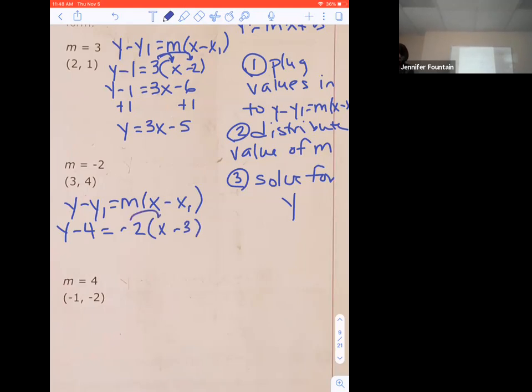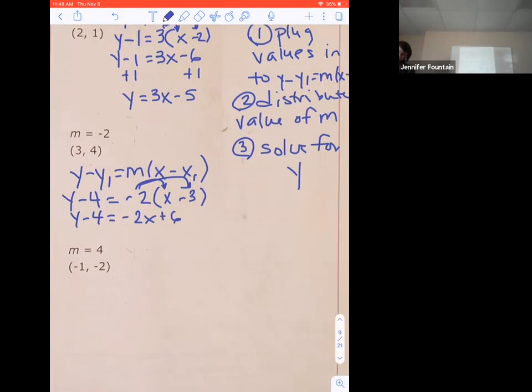Next step, distribute. -2 has to distribute to x and -3. So y minus 4 equals, what is -2 times x? -2x. What is -2 times -3? +6, so it's going to be +6. Now what? Solve for y by moving the 4. It is negative, so I'm going to add it to each side. So y equals -2x plus 10.